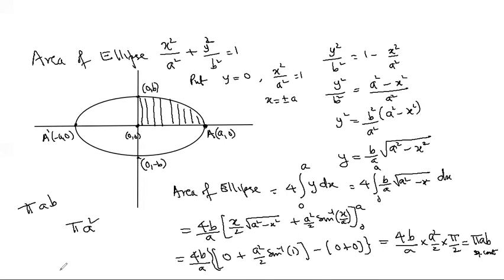Area of circle is pi r square. One a square means a into a. One is a and the other is b, it will become the area of the ellipse. So this is a, this is b. So area of ellipse is pi ab. Is it okay?